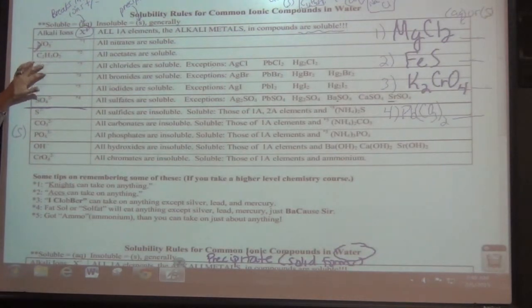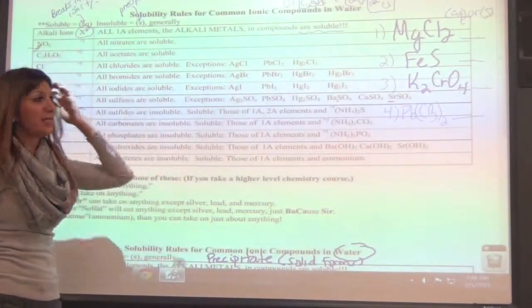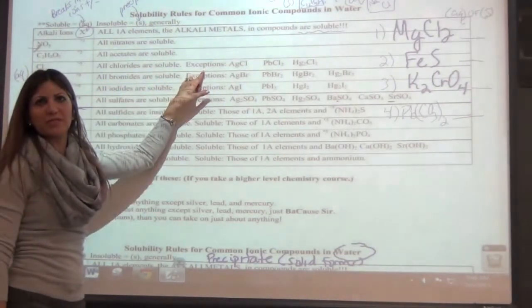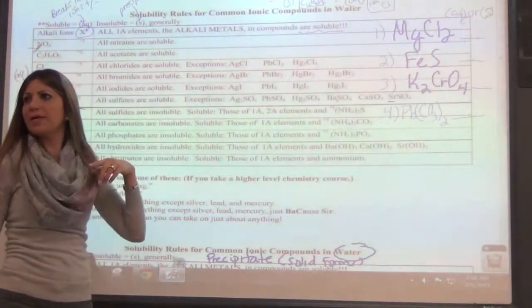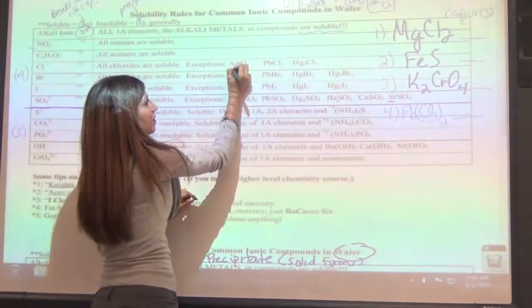I call these the I-clobbers, but it's iodide, chloride, and bromide. And they're all part of the halogen family, which we call halides. These are all soluble, but we've got some exceptions. What do you notice are the exceptions? Because they're pretty much the same in all three. What is this? Silver.